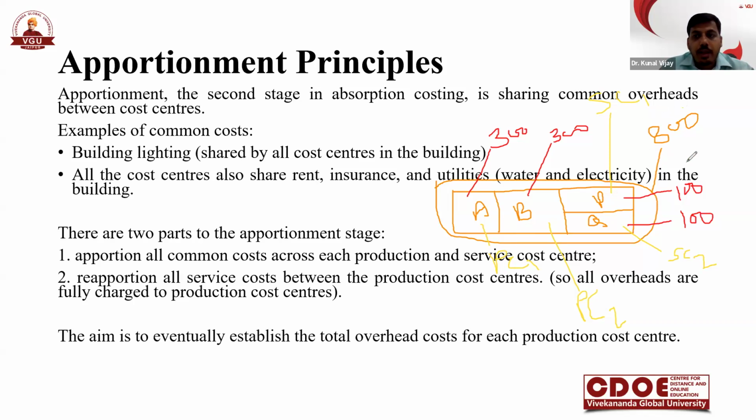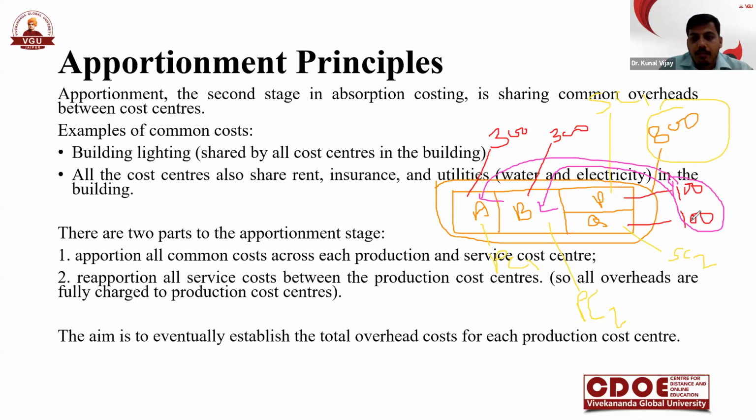So you have allocated all the expenses to A, B, P and Q. First of all, 800 is divided. Now, what will happen? This is very important to know. You have allocated 100 to P and Q. Now, in the second part, this 100 of P and 100 of Q will also be divided between A and B.